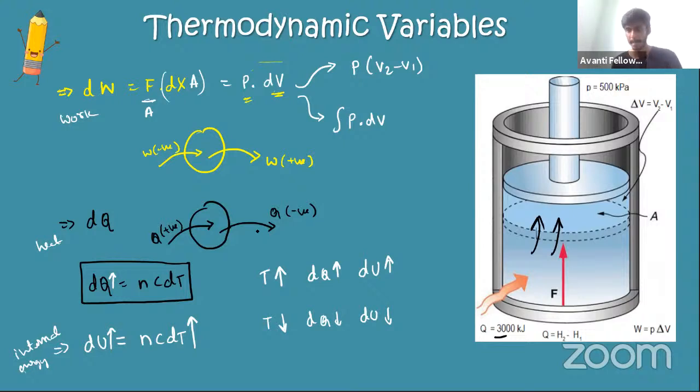Am I clear about these three parameters? How to find work done, how to find Q, how to find U? Please let me know in the chat box if it is clear, students. Okay, good. Very simple, right? Work done is equal to PdV, and dQ is equal to n C dT. For dU, we can use the first law of thermodynamics. I'll tell you that.